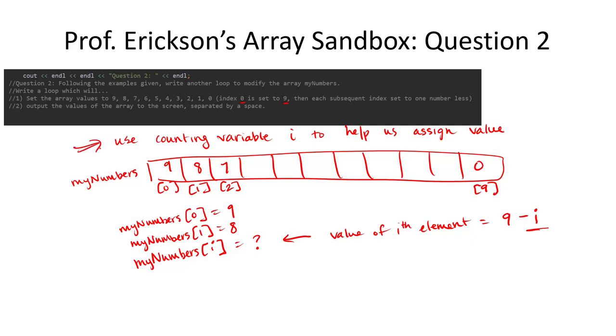So this is definitely one of those situations where it's helpful to use that counting variable i in our for loop to also help us determine the value to put in our array.